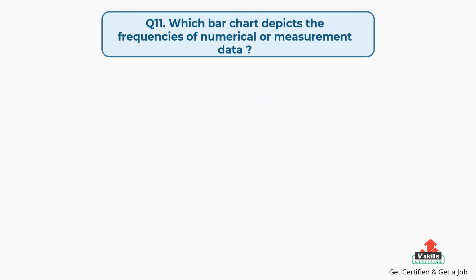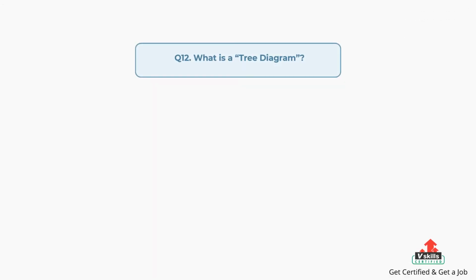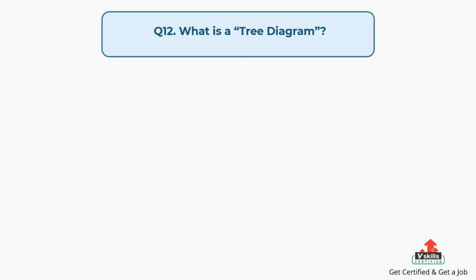Question number 11. Which bar chart depicts the frequencies of numerical or measurement data? The answer is, histogram. It shows frequencies of data as adjacent rectangles, erected over intervals with an area proportional to the frequency of the observations in the interval. They are frequency column graphs that display a static picture of process behavior and require a minimum of 50 to 100 data points. It is characterized by the number of data points that fall within a given bar or interval, or frequency.